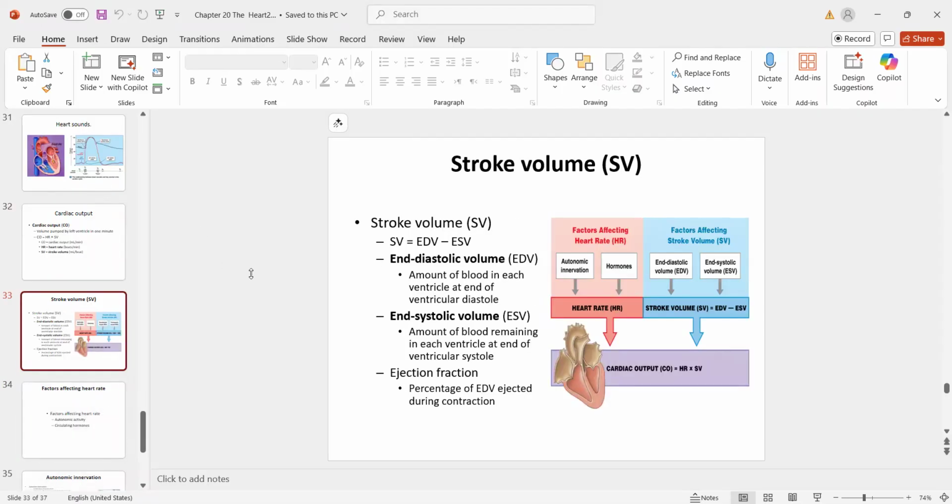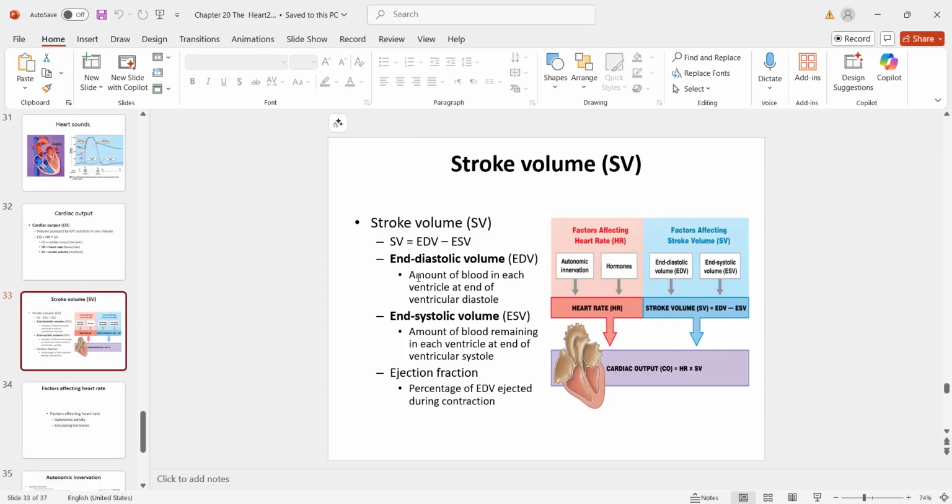Let's look into stroke volume, as it is the most important factor in examination of a single cardiac cycle. Stroke volume can be expressed as SV equals EDV minus ESV.